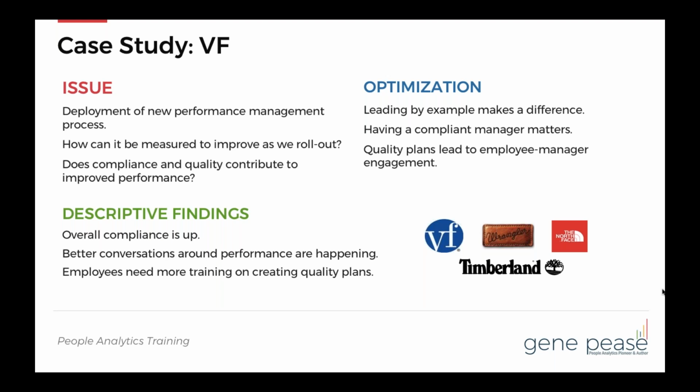And we found those that had good quality plans led to much higher employee manager engagement. So here's an example of when we found one group of people that were way behind for some reason on developing their plans. And so we could zero in on that department. VF could zero in and find out why this department wasn't complying nearly at the rate of the rest of the organization. So here's an example of, with just using descriptive analytics, VF was able to measure a program and then adjust it based on these findings as they rolled it out to their populations.